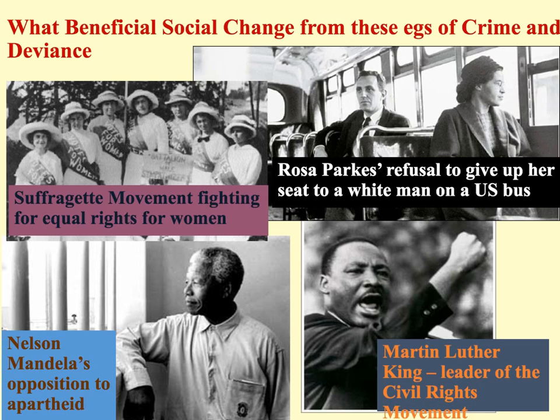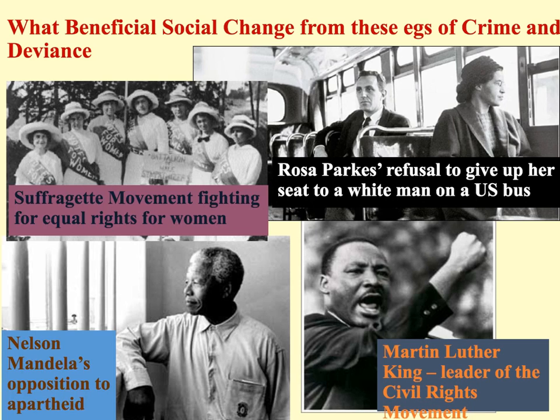You've got Rosa Parks, who refused to give up her seat to a white man on a US bus, and that was definitely seen as deviant. It wasn't necessarily criminal, but it was definitely the norm for black people to sit at the back of the bus. So think about her behaviour: it was deviant, almost criminal, but what actually happened as a result of her deviance and the movement around her?